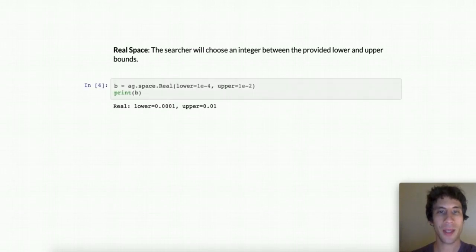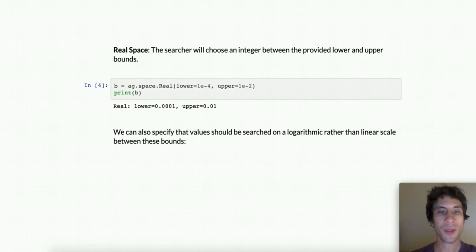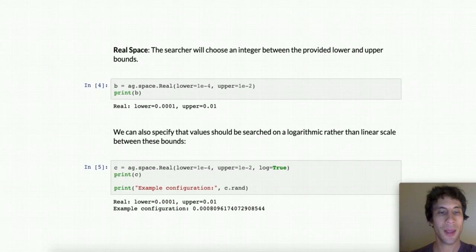Real space is basically a continuous valued interval. We can also specify that the values in this interval should be searched on a log rather than a uniform grid. And then we can also print a random configuration from the search space once again.